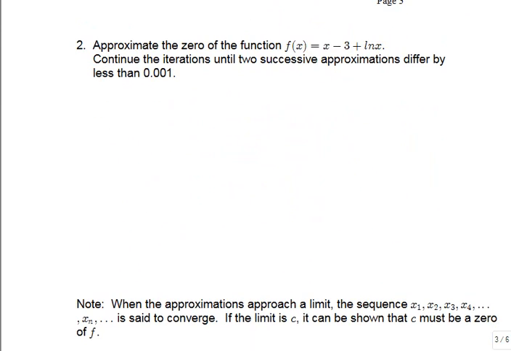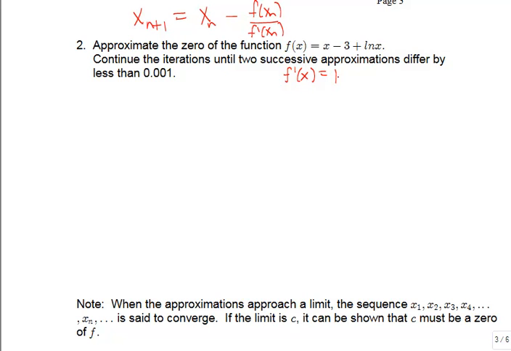Okay. Approximate the zero of the function f of x equals x minus 3 plus ln of x. Continue the iterations until 2 successive approximations differ by less than 0.001. So again, the first thing we're going to want to do is use Newton's method formula: x sub n plus 1 equals x sub n minus the function at x sub n divided by the derivative at x sub n. So let's figure out what this derivative needs to be.